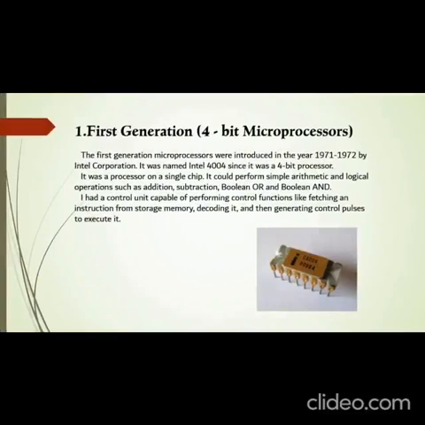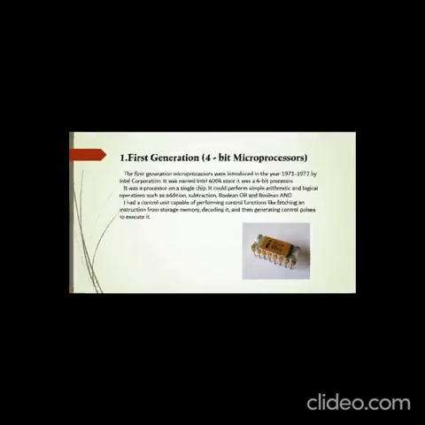First generation 4-bit microprocessor. The first generation microprocessors were introduced in the year 1971 to 1972 by the Intel Corporation. It was named Intel 4004 since it was a 4-bit microprocessor. It was a processor on a single chip. It could perform simple arithmetic and logical operations such as addition, subtraction, Boolean OR, and Boolean AND. It had a control unit capable of performing control functions like fetching instructions from memory, decoding them, and then generating control pulses to execute them.